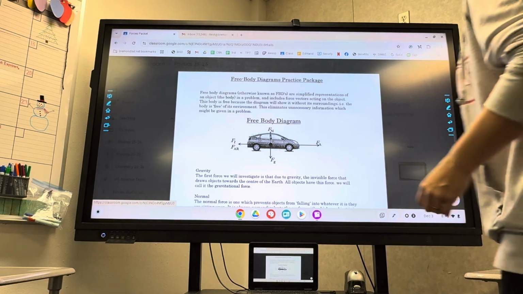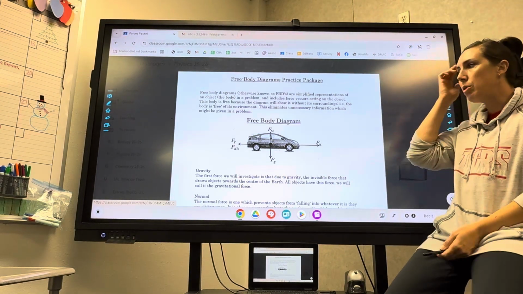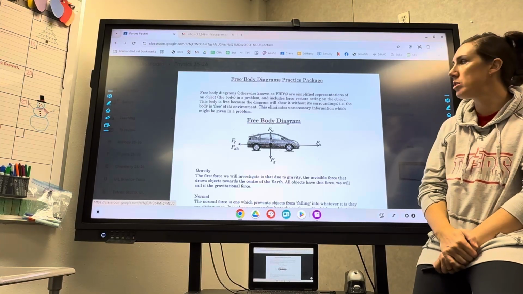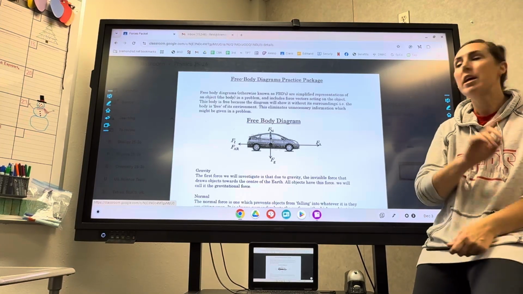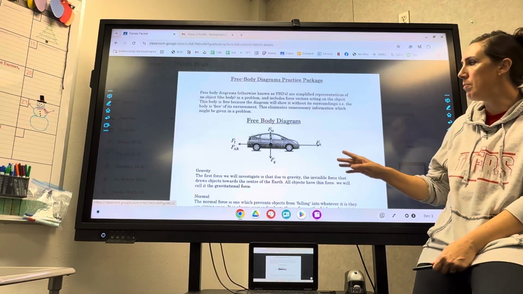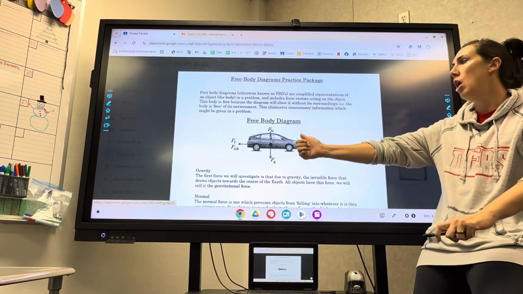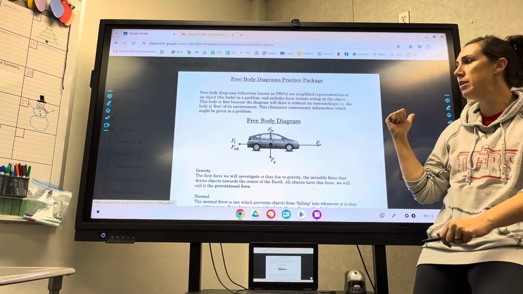Okay, guys, so this is the part in your packet where you have definitions for the 5 forces we talked about. Now up here, y'all, force applied, remember that's the applied push or pull, always in the direction of motion.